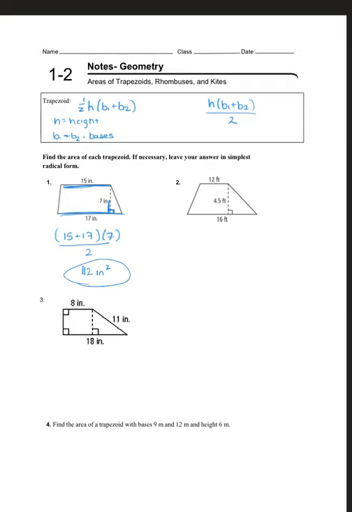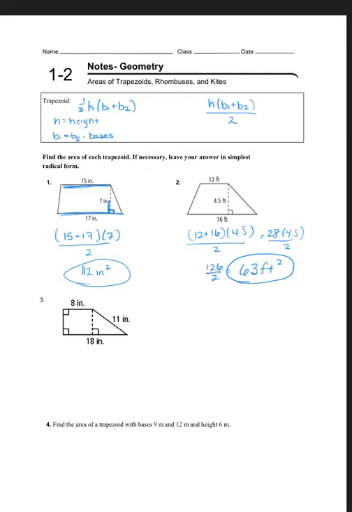All right, so number 2, I do want you to try it on your own. Just remember, add your bases, multiply by your height, and divide by 2. Okay, so if you did it correctly, you would have taken your 12 plus 16 times 4.5 and then divided by 2. You should have gotten 63 feet squared. So it's in feet, we know area squared.